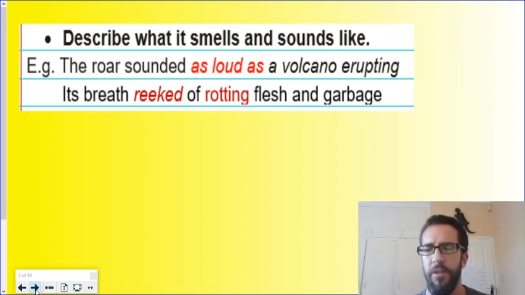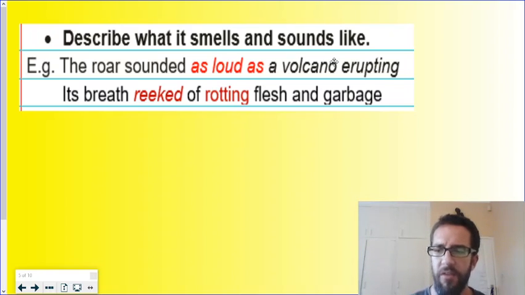Next one, we haven't spoken about this one yet, but when it comes to describing characters or creatures, whether real or made up, you always want to describe what it smells and what it sounds like. So what noises does it make? What does it smell like? And the tip I'm giving people is don't just tell me that it sounded loud or that it was really soft. In the example I've given here, this creature's roar, I've used a simile to tell you how loud it is. Compare it to something. How loud is it?